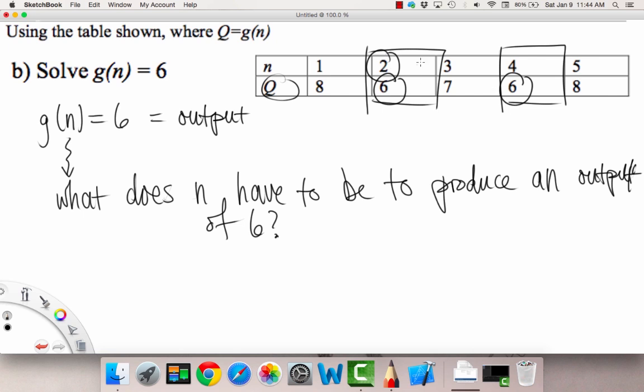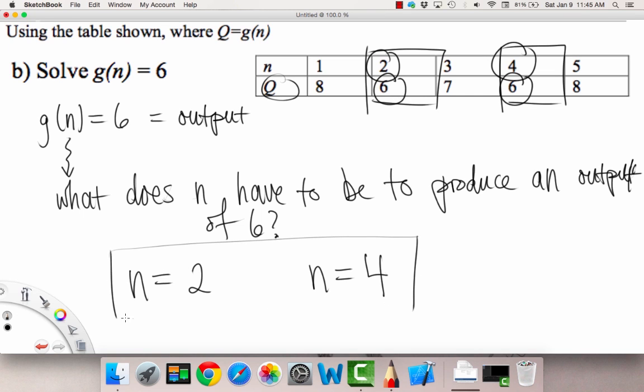And n was a 2 in this case and a 4 here. So here's an example where two different inputs lead to the same output, which is fine because that follows the rules of being a function. This isn't one-to-one, okay? But it is a function nonetheless, alrighty? So in this case, our answers would be n equals 2 and n equals 4.